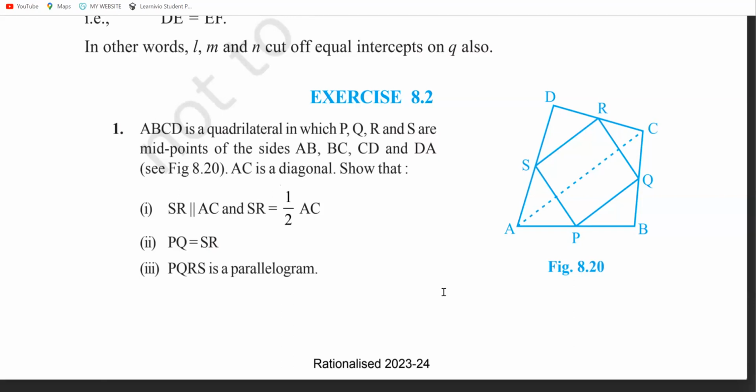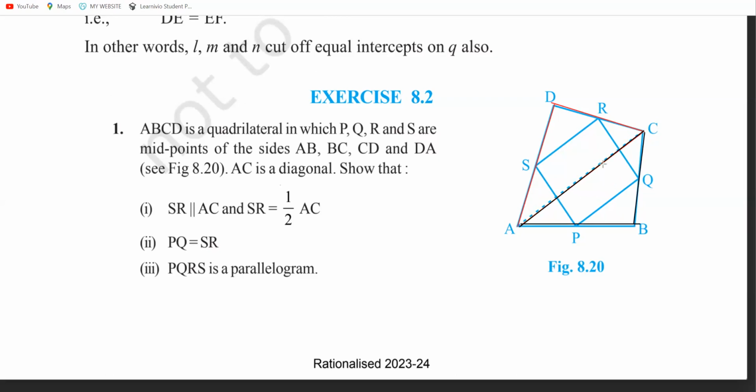Okay. Should I help you? How will you be able to prove this one? Which triangle are you going to take? Tell me. This is the easiest question. Triangle BAC. Or ABC. Okay, or BAC, you can say.